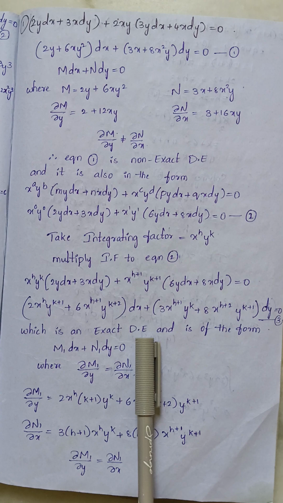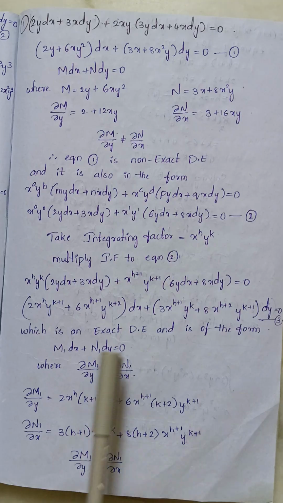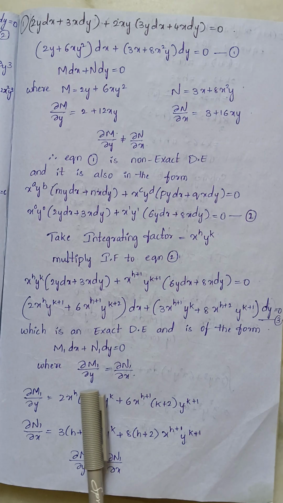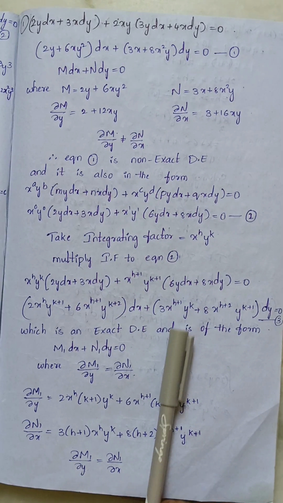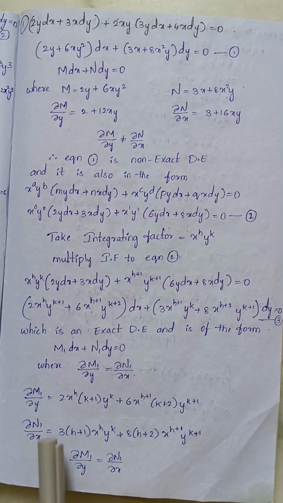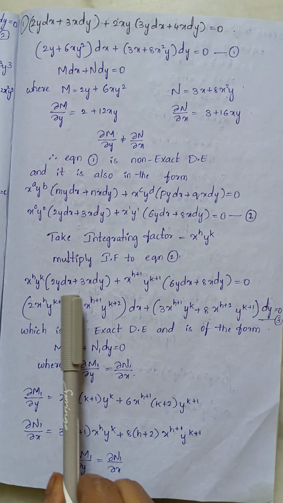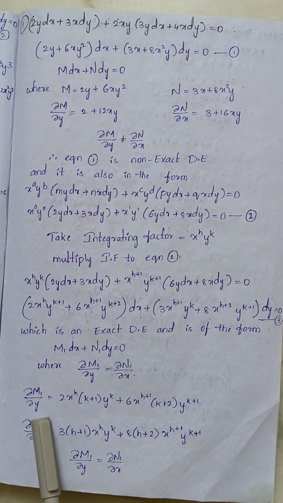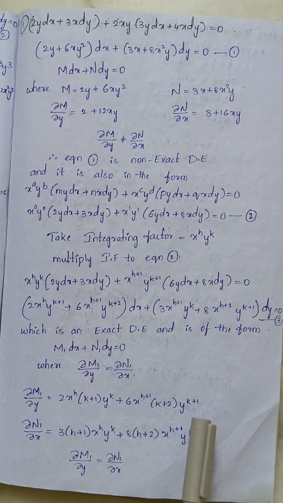Why can we say it is an exact differential equation? Because we multiplied the integrating factor to the given equation, so absolutely it is an exact differential equation. And what we know is that for any exact differential equation the condition is ∂M/∂y equal to ∂N/∂x. So take this as M1, this as N1, then find ∂M1/∂y. With respect to y, 2x^h is constant here. This is with respect to y, so (k+1) into y^(k+1-1), that means y^k. Similarly here, this is constant, and (k+2) into y^(k+2-1), that is y^(k+1).